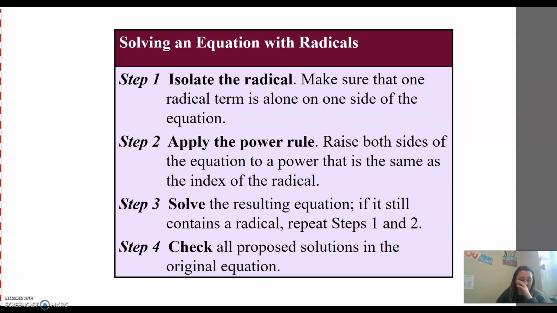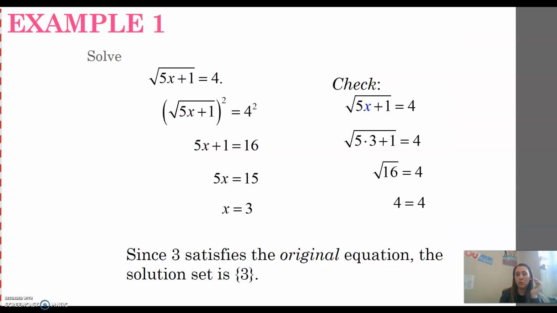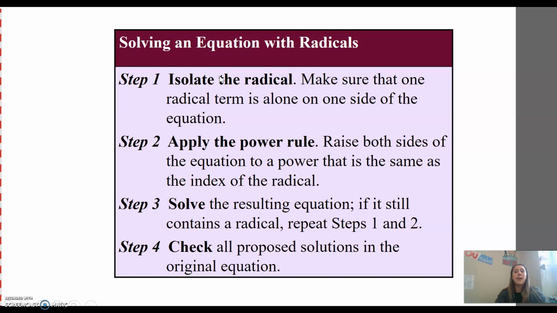Okay, here are the steps that you're going to want to take when you're solving an equation with radicals. The first thing you need to do is isolate that radical. That means if you're multiplying something by it, you've got to get that away. If you're adding or subtracting something to it, got to get it away. So anything that's near that radical needs to be moved away. Then you apply the power rule. So in this one, notice that the square root is already by itself. So if this said the square root of 5x plus 1 minus 4 equals 0, then we would need to move that 4 to the other side. But we didn't have to do that on this one, but that's what that's saying. All right, then you want to apply the power rule.